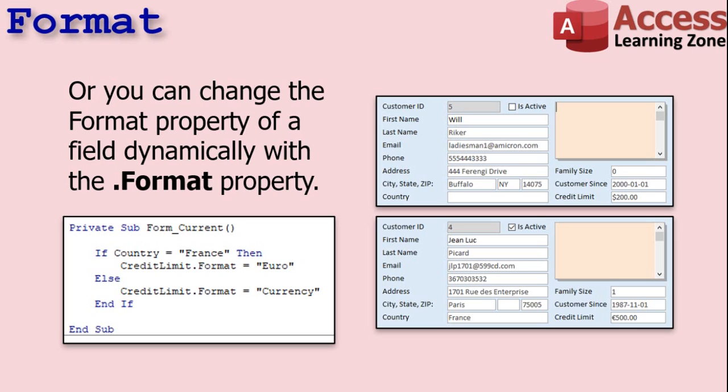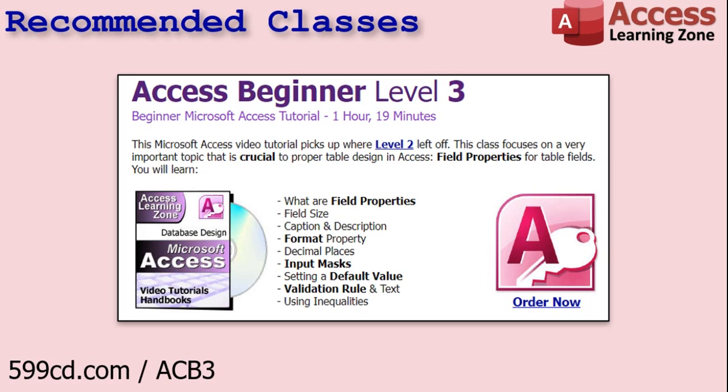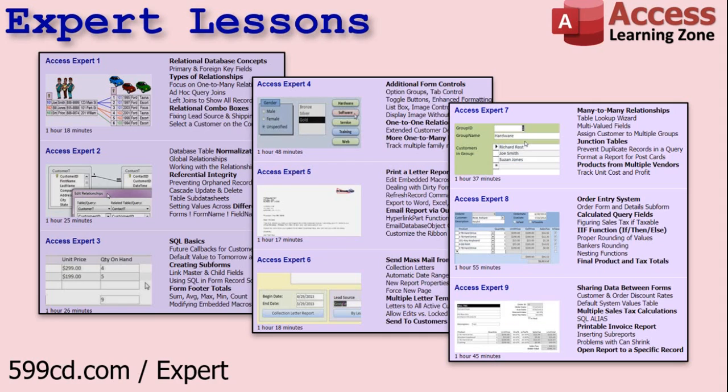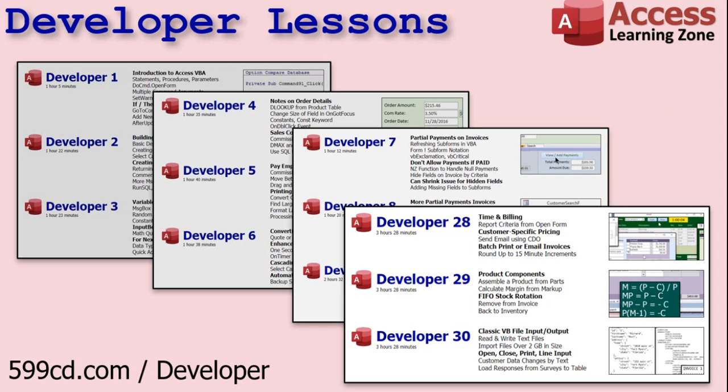I cover a lot more of this type of stuff in my developer lessons. If you want to learn more about the format property, I covered it in depth in my Access Beginner Level 3 class. Expert Level 3 covers custom date formats in more detail. Expert Level 8 goes into currency formats, putting formats in query columns. Expert 10, 11, and 12 each cover different aspects of formatting text, more with custom dates, the Format function, and of course, lots more. And my developer courses go into a lot more detail with changing formats in VBA.